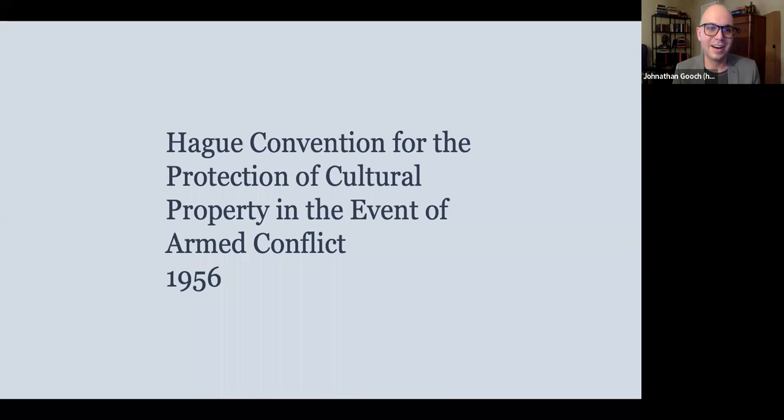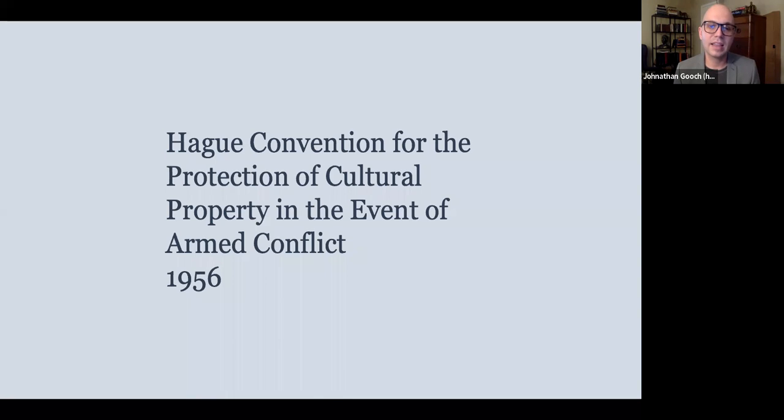So, having gone through a brief overview of how international humanitarian law operates, I want to turn back to the Hague Convention for the Protection of Cultural Property in the event of armed conflict. So this was drafted in 1956. It has been signed and ratified by 133 countries, including America, including Ukraine, including Russia. Most countries in the world are parties to this treaty.